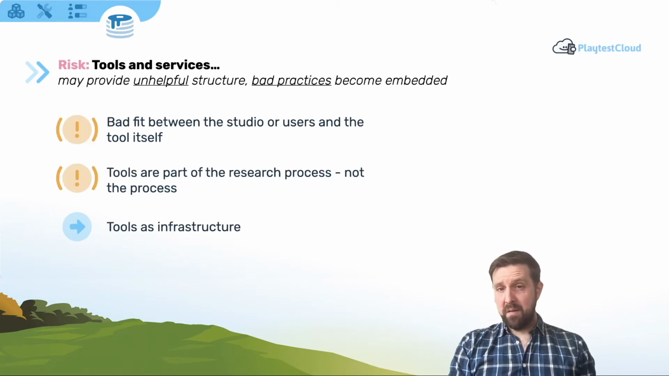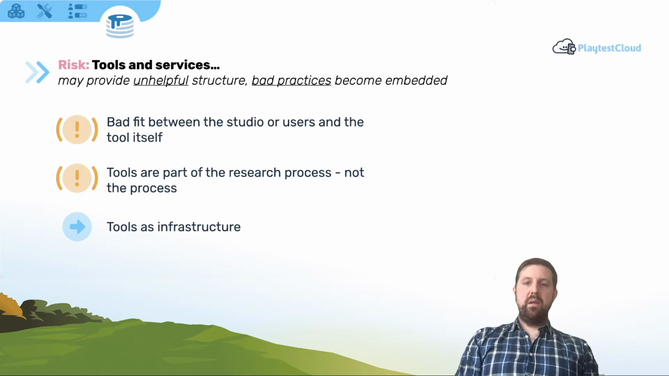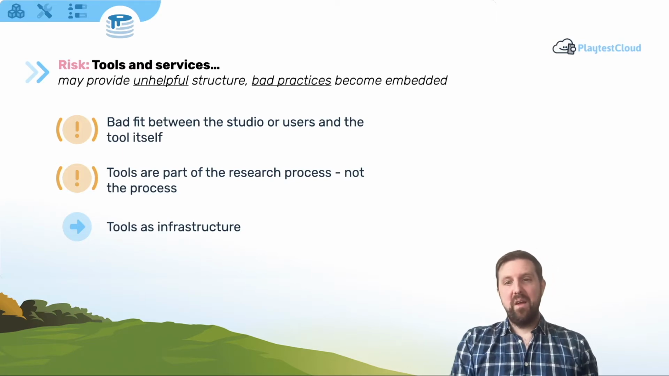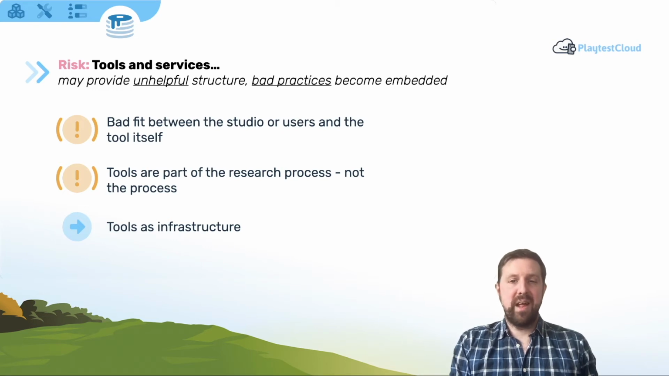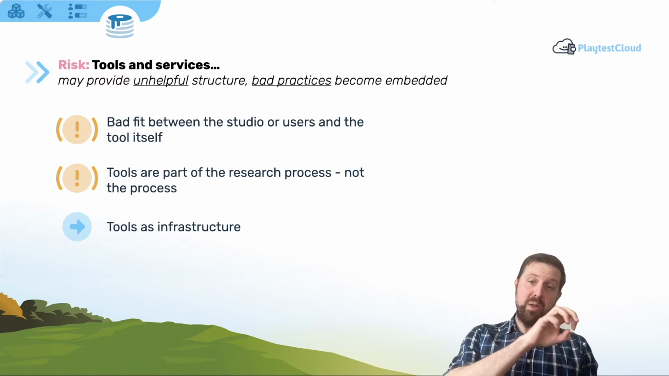A perceived risk is that tools and services could provide unhelpful structure. I mean, this is the evil twin of the previous slide. The structure of the tool might lead to users consistently misinterpreting findings, or interpreting uncertain data with too much confidence, too much certainty, or just doing research that doesn't help the product. And an even worse potential outcome is that these issues become embedded in the way that you or your team work.